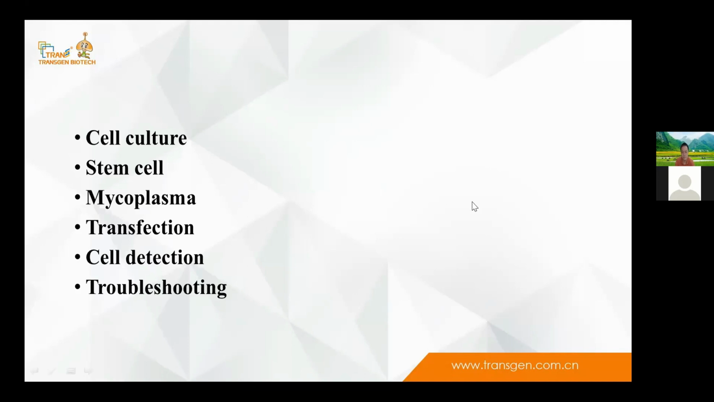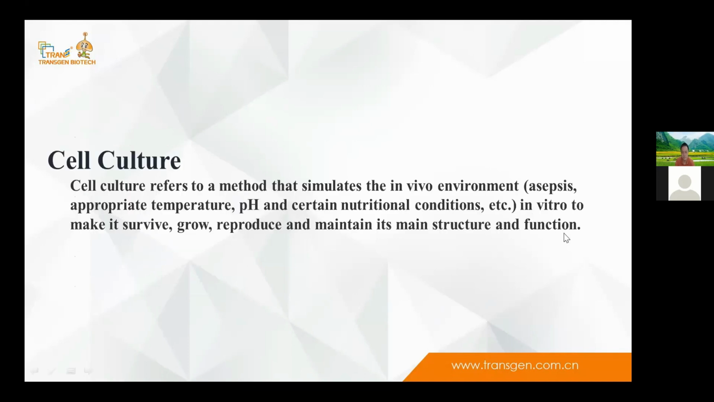Okay, the first one is cell culture. What is cell culture? Cell culture refers to a method that simulates the in vivo environment in vitro to make cells survive, grow, reproduce, and maintain their main structure and functions. It means we have to simulate the environment, including the species, an appropriate temperature, usually 37 degrees centigrade, an appropriate pH value, and certain nutrition conditions.